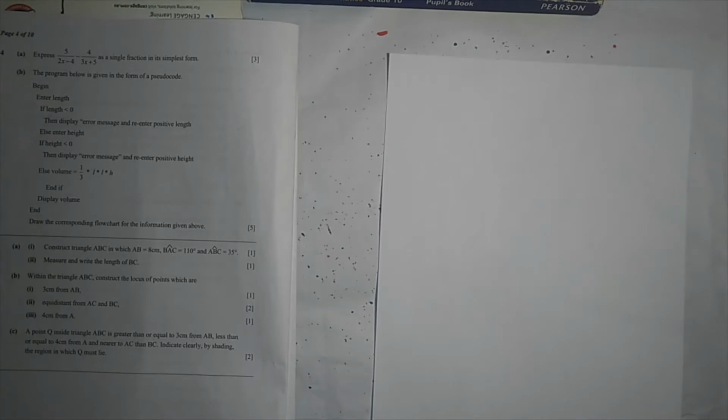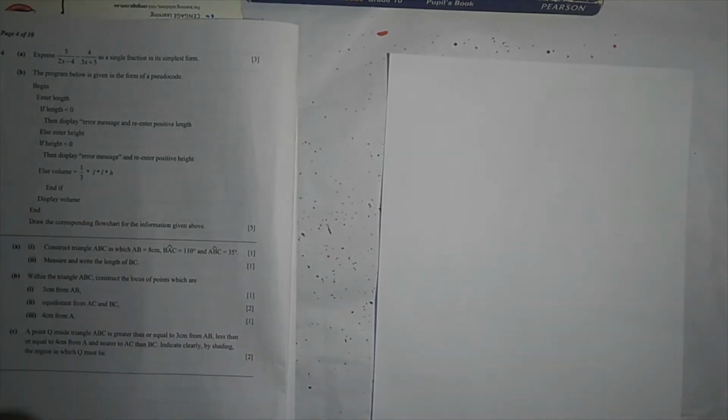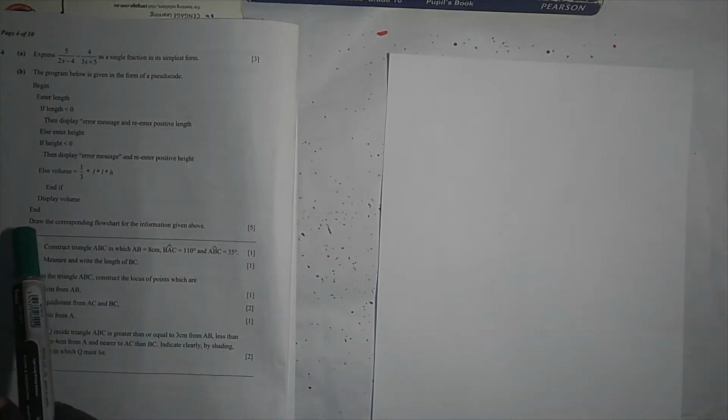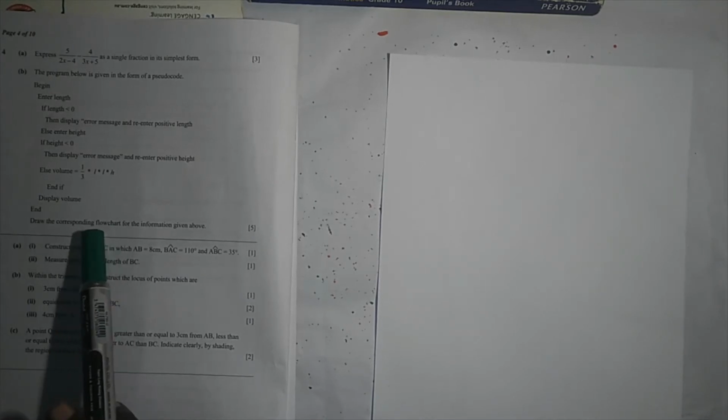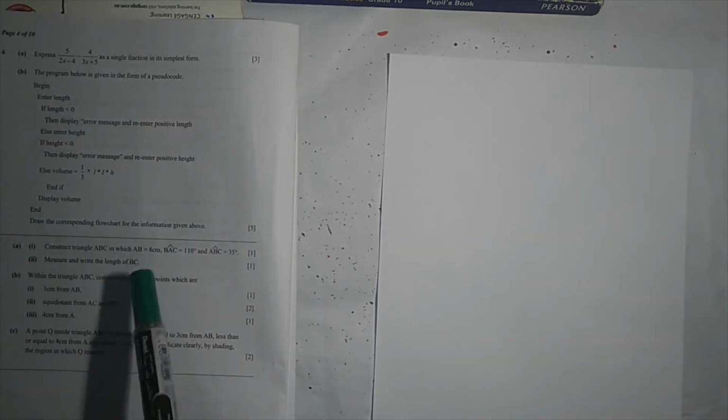So the question that we are answering is question 4 part B, which says the program below is given in the form of a pseudocode. So this is a pseudocode, a set of instructions of what is happening here. And the question says draw the corresponding flowchart. So we are drawing a flowchart from this information that we have here.